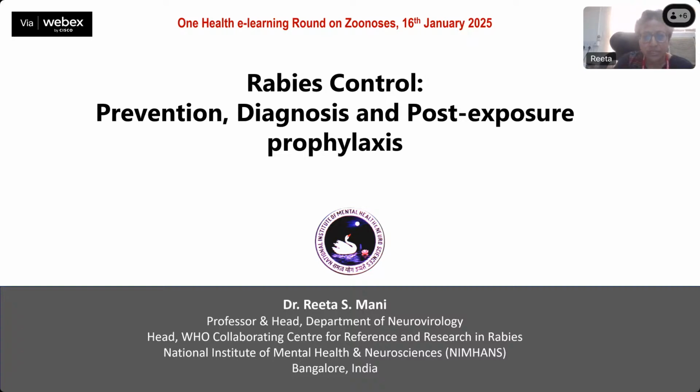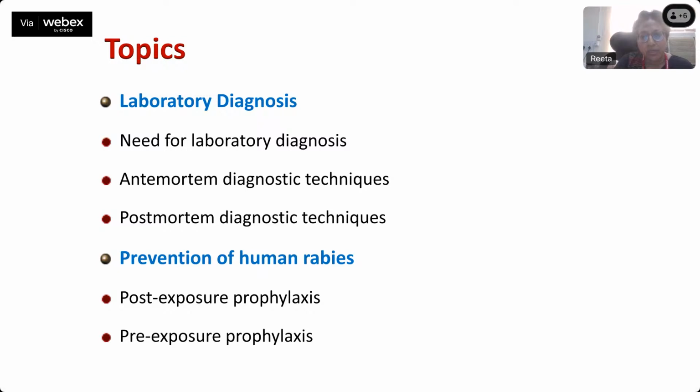The topic given to me is rabies control, prevention, diagnosis, and post-exposure prophylaxis. Next slide, please. I'd like to cover them under these subtopics. Laboratory diagnosis: I will talk about the need for laboratory diagnosis and antemortem and postmortem diagnostic techniques for human rabies. In prevention of human rabies, I will talk briefly about post-exposure prophylaxis and pre-exposure prophylaxis.